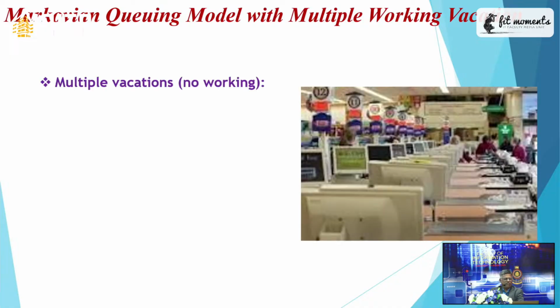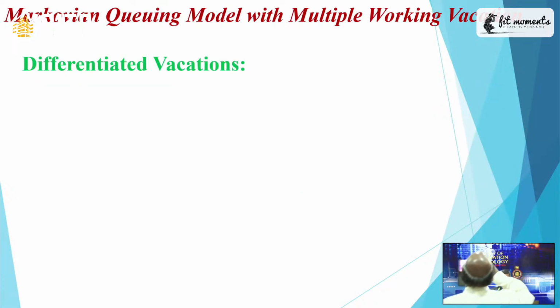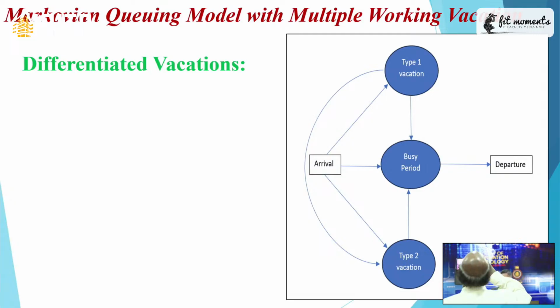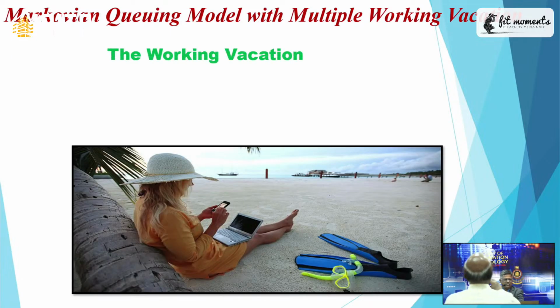Next one is multiple vacation. Multiple vacation is also a no working time, that is, no customer. In this model, the server stops all service completely during a vacation, and only returns to serving customers when it finishes the vacation and finds a non-empty system. This is called multiple vacation. Next one is differentiated vacation, that is type 1, longer vacation.